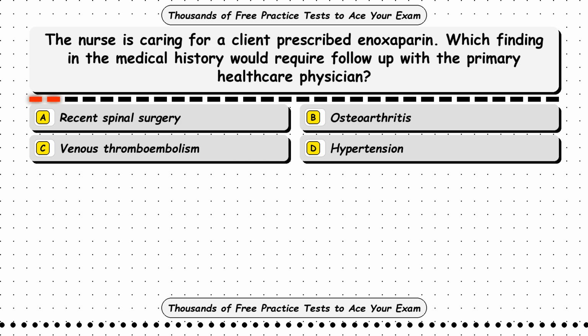Question 30. The nurse is caring for a client prescribed enoxaparin. Which finding in the medical history would require follow-up with the primary healthcare provider? Option A. Recent spinal surgery. Option B. Osteoarthritis. Option C. Venous thromboembolism. Option D. Hypertension.